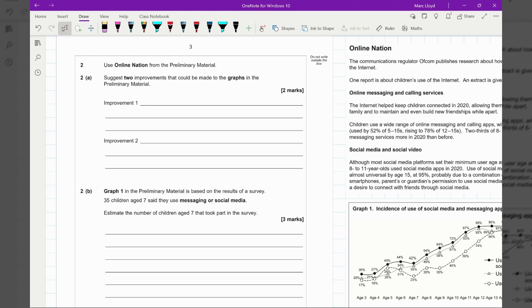Hello, welcome to question 2 on the 2023 paper 2s. Remember, this is for 2A, 2B and for 2C. Use Online Nation from the preliminary material. So I've just copied it over.